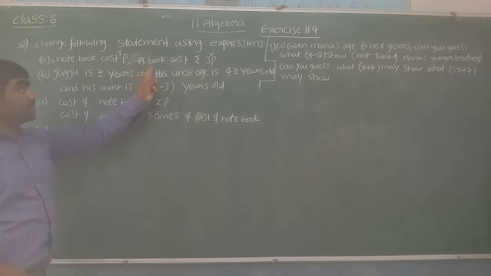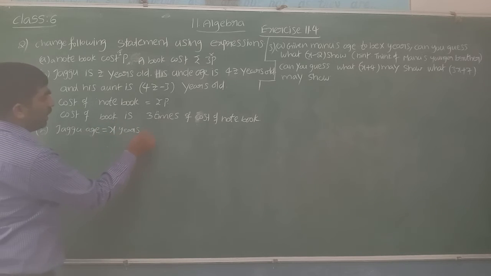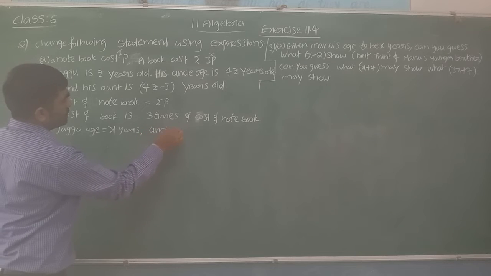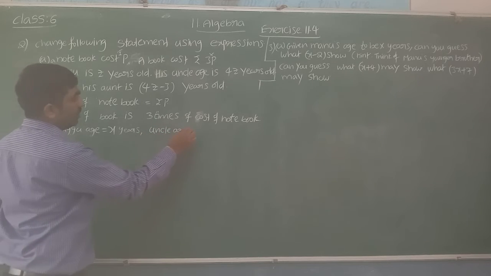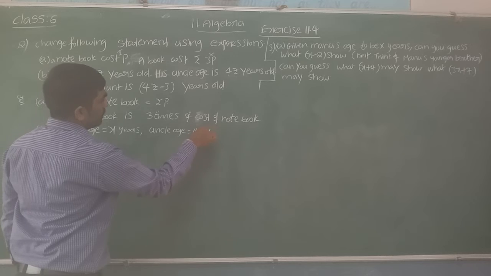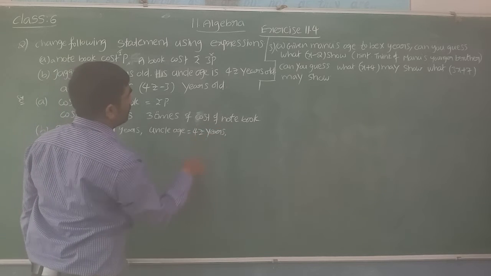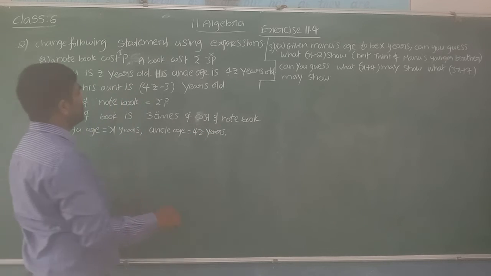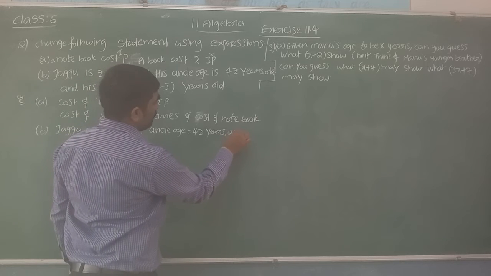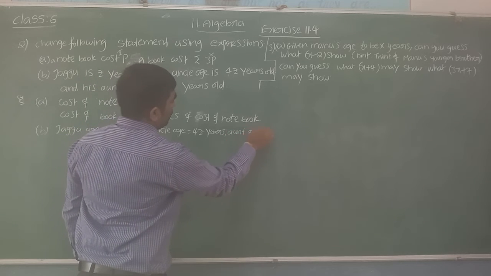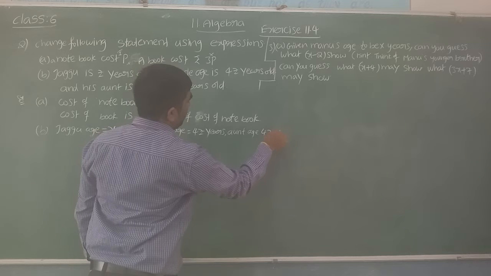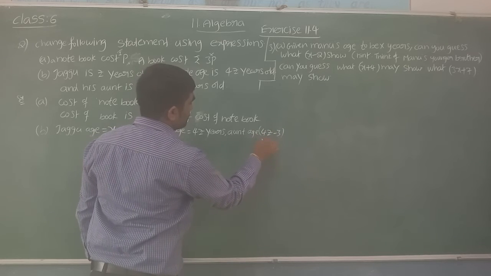And you can see the next one. Z2 is Z years old. So let me write here, given Z2's age is equal to how much? X years. And his uncle's age, what about his uncle's age? Which is 4Z years. What about his aunt's age? His aunt's age is 4Z minus 3 years.